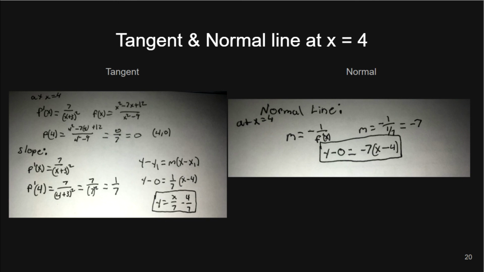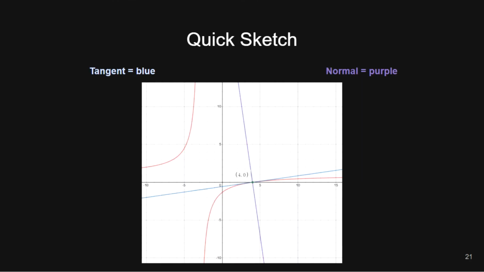Then we want to find our normal line. This is much easier because we already know the slope of the tangent line. And to find the slope of the normal line, all we need to do is negative 1 over the slope of the tangent, which just leaves us with the slope being equal to negative 1 over 1 over 7, which is just negative 7. Then we leave this in the point slope form, y minus 0 is equal to negative 7 times (x minus 4). Simple.